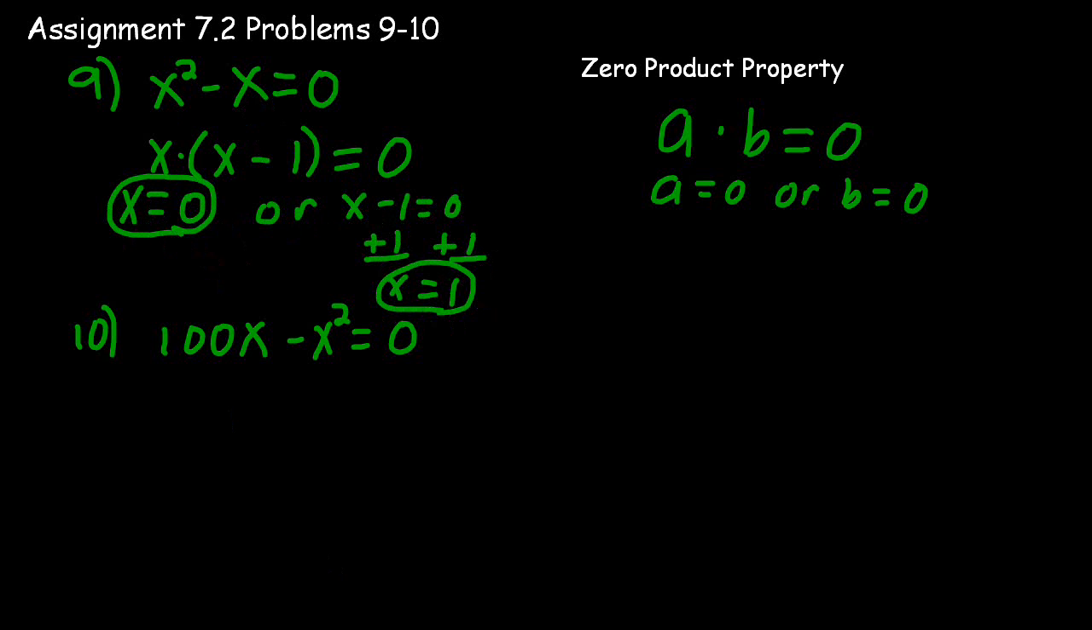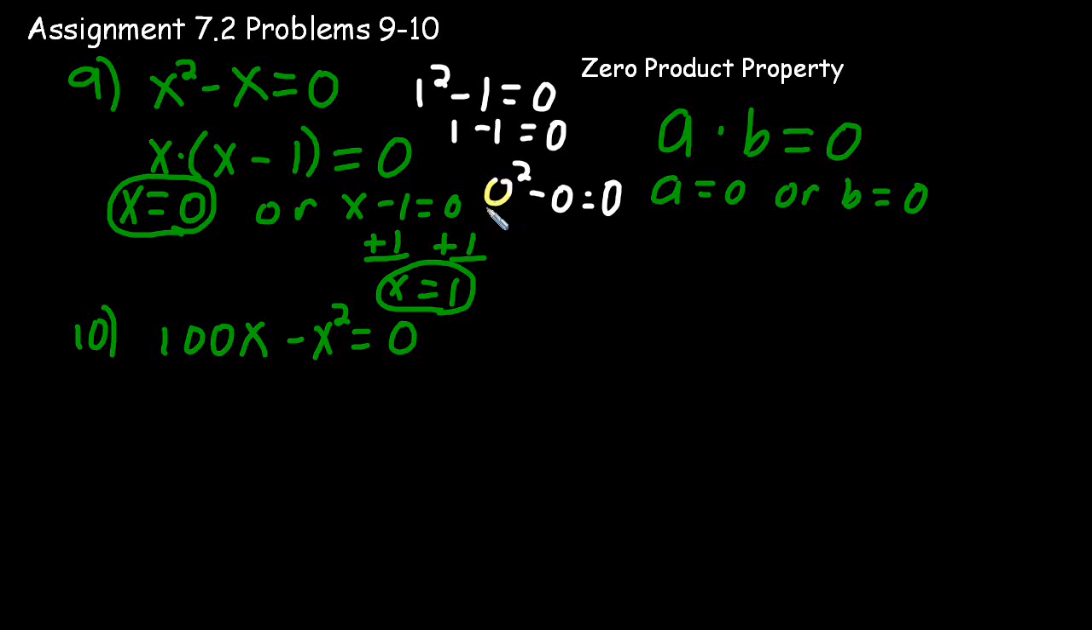Now you can always check your answers. If you take your answers and go back to the original equation and substitute them in, they should work. So if I substitute in the 1, I would have 1 squared minus 1 equals 0. That would be 1 minus 1 equals 0. It should also work if I substitute the 0 back in the original equation. I would have 0 squared minus 0 equals 0. So we found the solutions and I've checked.